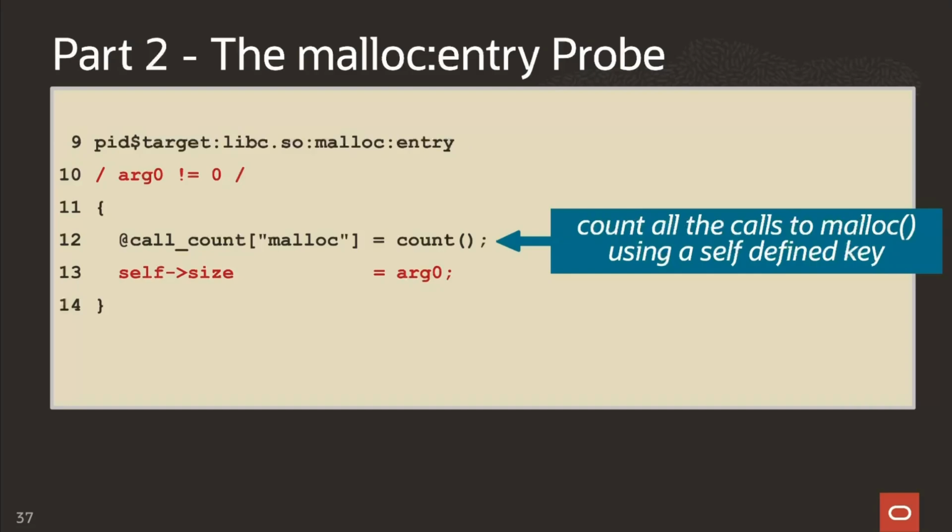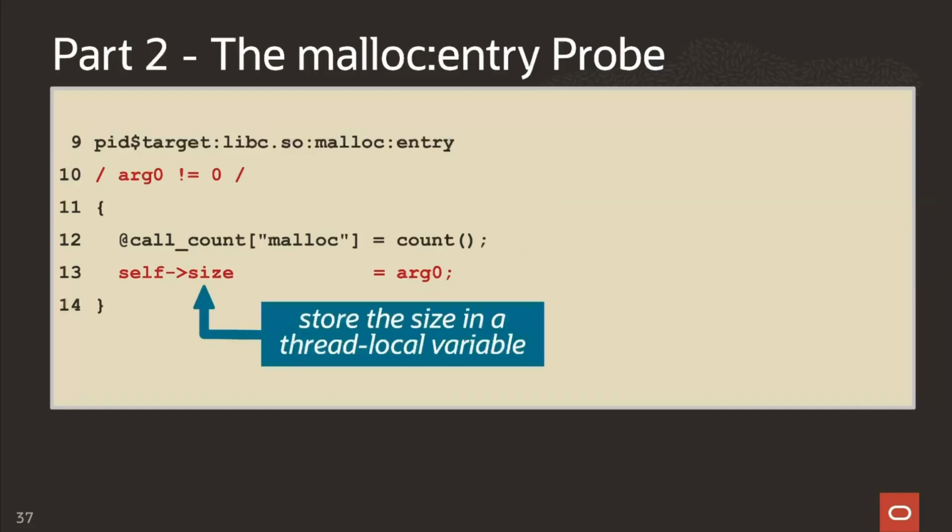And then at line 13, I'm introducing a thread local variable, size, so it's declared as self arrow size. And I'm going to capture arg0, that's the size of the malloc. And in that way I store that value.